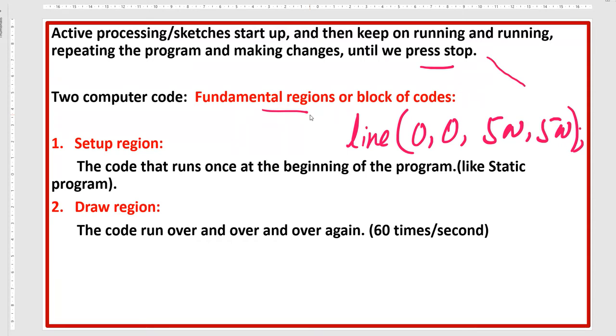Whatever we write in the setup region will run only one time, just like static processing. Whatever we write in the draw region will run over and over again, and the code usually runs 60 times per second, or you can say 60 hertz. Now the question is how we can write these two fundamental regions, or blocks of code. I will show you here.